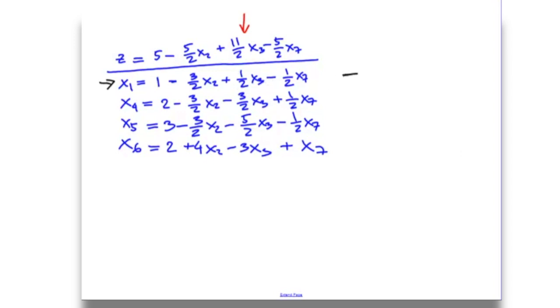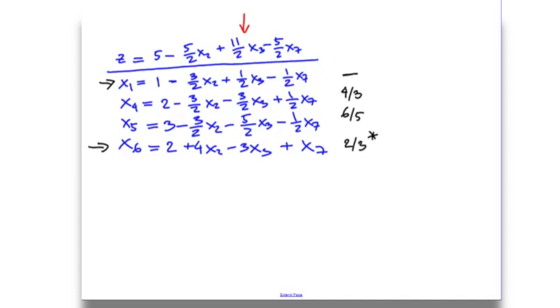For the second row, the ratio will be 2 divided by 3/2, which is 4/3. For the third constraint, we'll have 3 divided by 5/2. And finally, for the last row, we'll have 2 divided by 3, 2/3. The last row wins the ratio test because it gives us the smallest value, right? The row corresponding to x6 will be the pivot row.